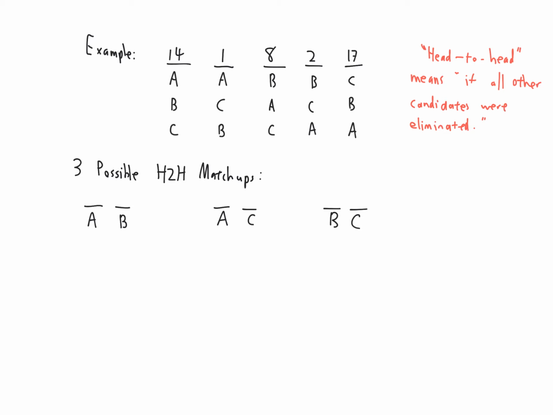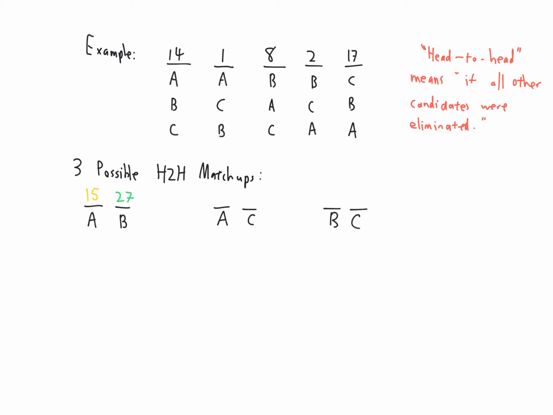Okay, let's look at the first one, A versus B. All other candidates should be eliminated, so we'll eliminate candidate C. Now I'll look at in each column which of the remaining two candidates is ahead. In the first column, A is ahead of B. Second column, A is also ahead of B. And in the last three columns, B is ahead of A. Tallying up the votes for A ahead, we get 15, and tallying up the votes for B ahead, we get 27.